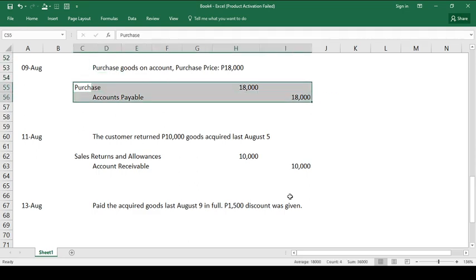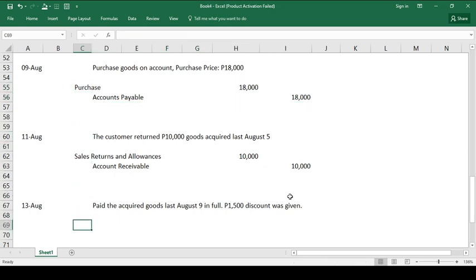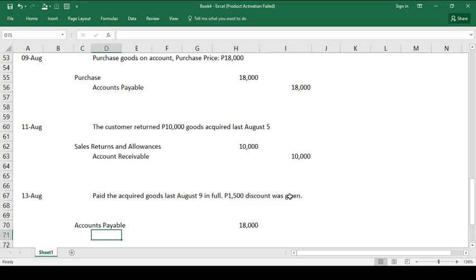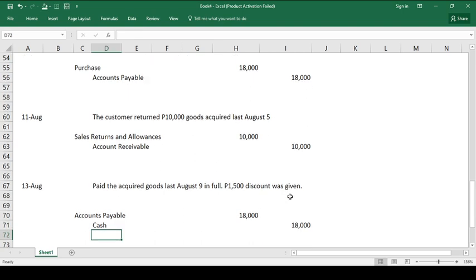Take note, puntahan po natin yung August 9. Ito po yung nangyari, umutang po tayo ng 18,000 pesos. So obviously, babayaran na po natin yung accounts payable, kasi yun po yung binabayaran natin for 18,000 pesos. And then, we credit cash kasi nagbayad nga po tayo ng cash for 18,000 pesos. Yan po yung entry natin related to the payment of acquired goods last August 9.